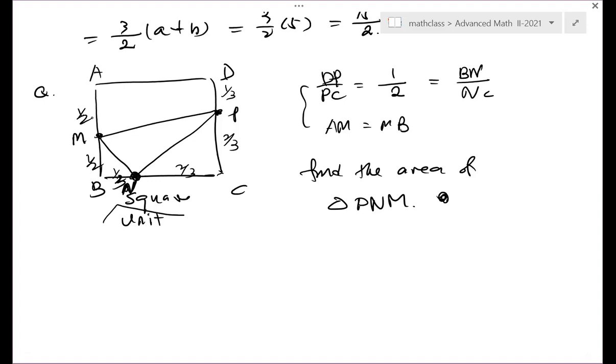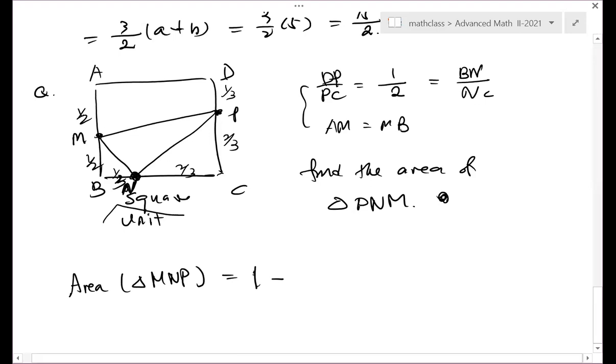I think this is not the best solution. The best solution is to use subtraction. So the area of the triangle PM is going to be the area of the square minus the area of the three pieces around it. The area of the trapezoid on the top is half of 1/3 plus 1/2, multiplied by 1.